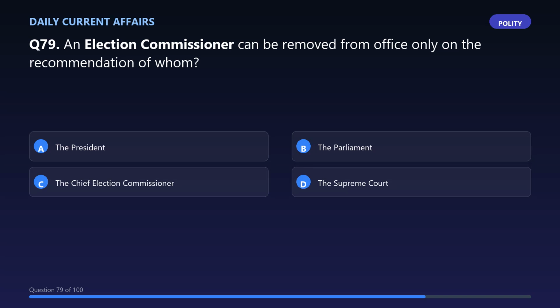Question 79. An election commissioner can be removed from office only on the recommendation of whom?